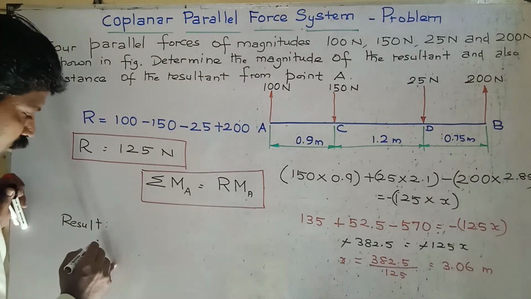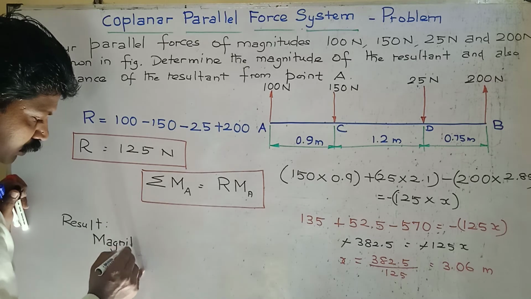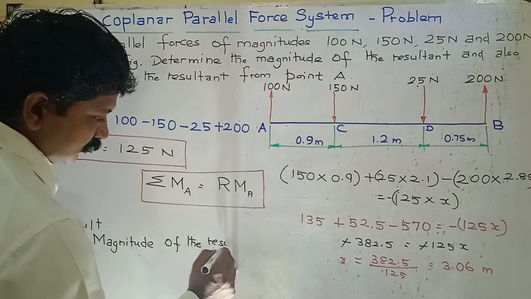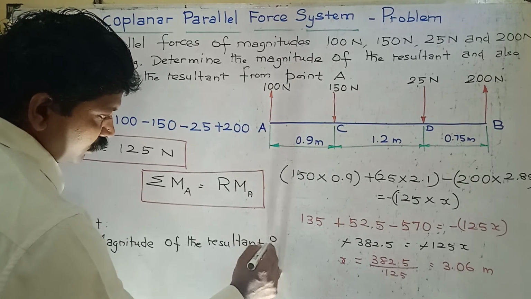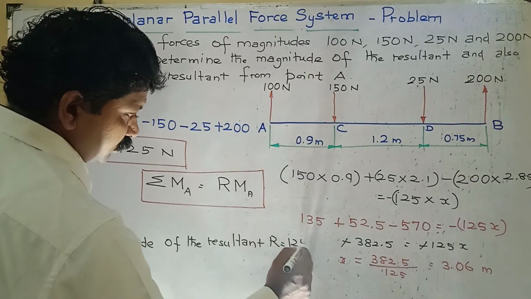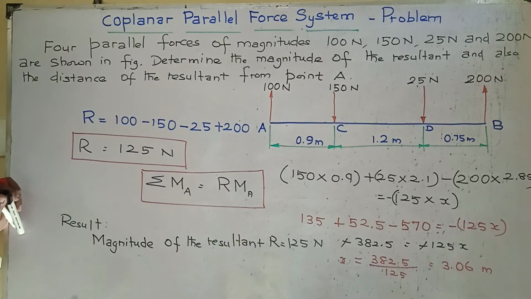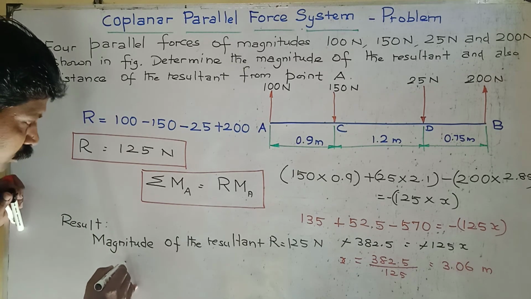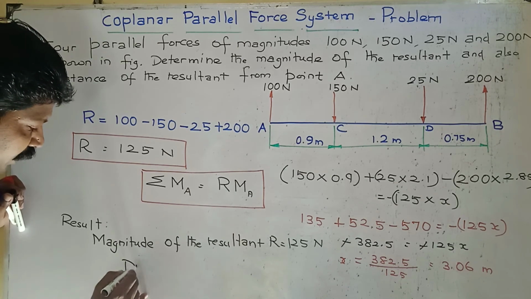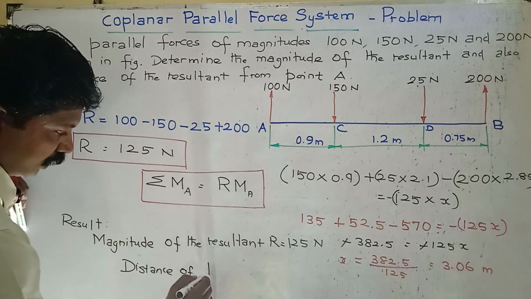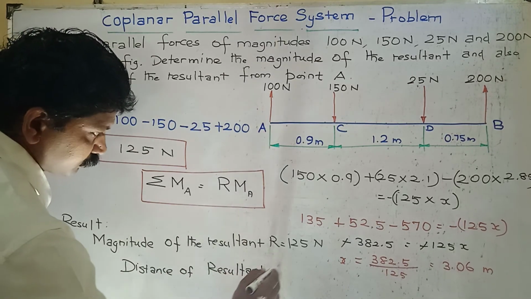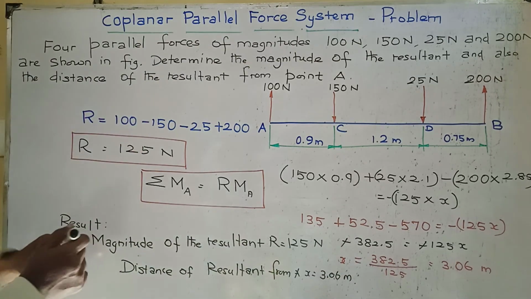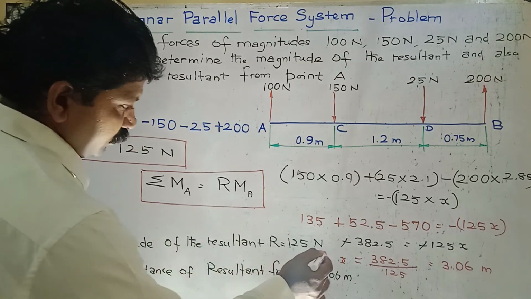The magnitude of the resultant R equals 125 Newton, and the position of the resultant from point A, the distance of the resultant from A, x equals 3.06 meter.